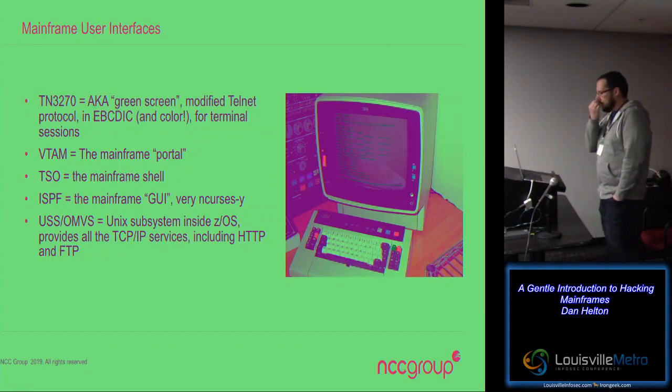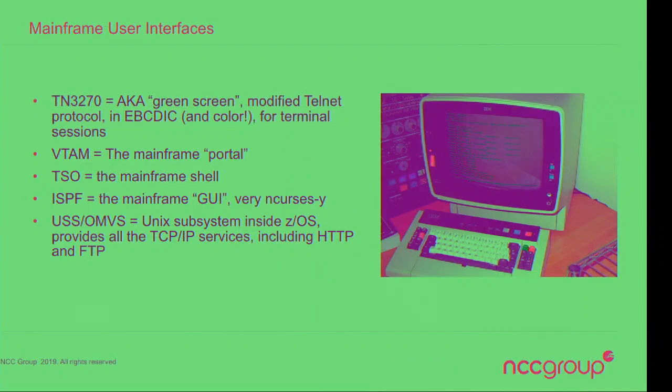So to interact with a mainframe, the traditional way is you use TN3270, which is also called the green screen. TN3270 was originally actually this, a model of IBM terminal, but nowadays you can emulate it with programs on your Windows PC or your Mac or your Linux PC. It's actually a modified version of Telnet that speaks EBCDIC and it does color, and it's just what they use for their terminal sessions instead of Telnet or SSH.